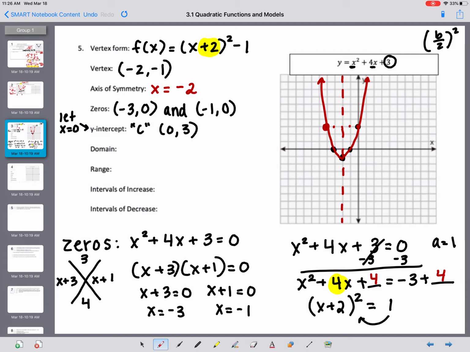Okay, my domain here is my x values, and we talked about how it should always be all real numbers for quadratics. That means I can have any value for x in my function. For my range, I look bottom to top. The bottom of my graph starts at that -1 value. And at the top, I have those arrows, so that means infinity.